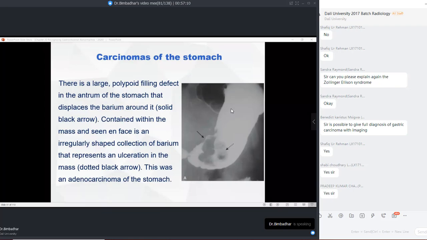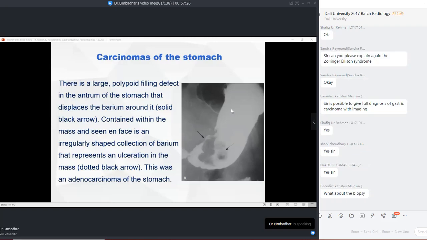Give the full diagnosis of gastric carcinoma with the imaging. Yes, with the imaging, what you are going to find out first is that you have to suspect whether the patient has a relation to gastric ulcers or not. First you have the complete risk factors related to gastric ulcers: increased acid production, alcoholism, and Zollinger-Ellison syndrome, which also has a sensitivity towards Helicobacter pylori. So you have found it.